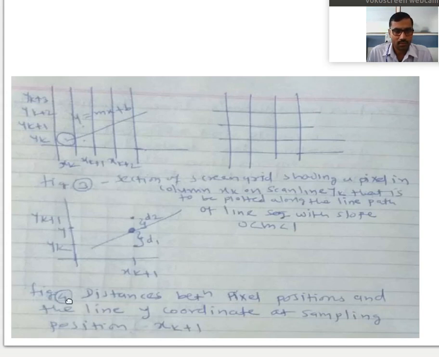In figure 4, we can see distances between pixel positions and the line y coordinate at sampling position xk plus 1. Here this is the xk yk position. Suppose this is the first pixel, and in the xk plus 1 column we have to select which scan line pixel should be selected, either yk or yk plus 1, and the original line path is given as y is equal to mx plus b. So distances can be calculated from the center of the pixel position to the line. The distance between this pixel center and the line is given as d1, and for this pixel center and the line the distance is given as d2. These are the distances from the actual line path to the center of the pixel, from which we have to select the one pixel through which the line can pass.